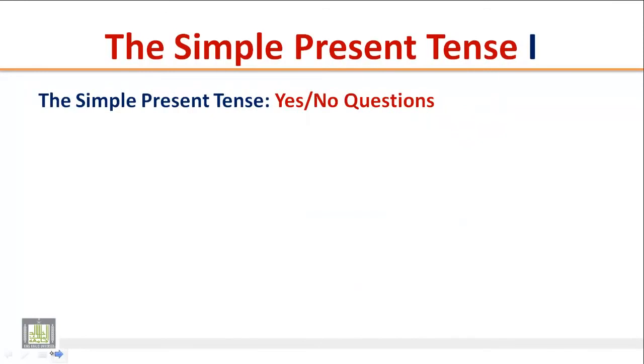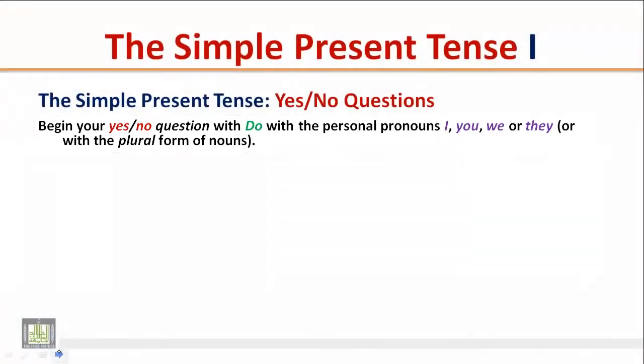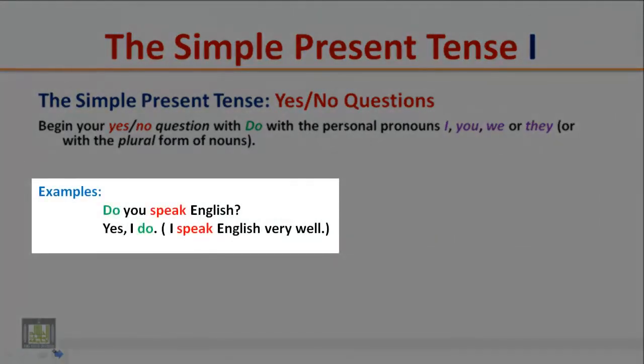The simple present tense, yes-no questions. Begin your yes-no question with do, with the personal pronouns I, you, we, or they, or with the plural form of nouns. Examples: Do you speak English? Yes, I do. I speak English very well.